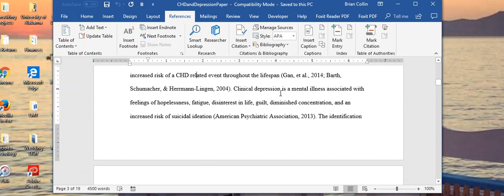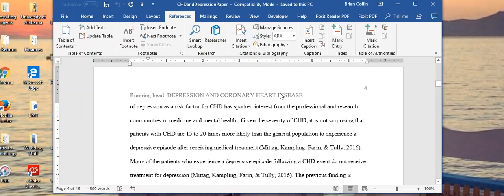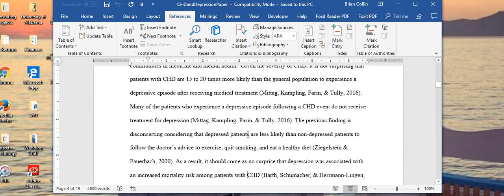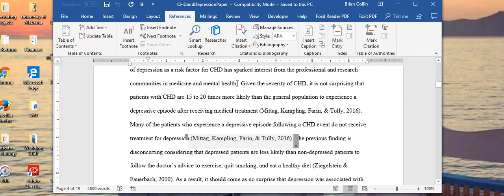Clinical depression is a mental illness associated with feelings of hopelessness, fatigue, disinterest in life, guilt, diminished concentration, and increased risk of suicidal ideation. The identification of depression as a risk factor for coronary heart disease has sparked interest, and so on. Given the severity of coronary heart disease, it's not surprising that patients are 15 to 20 times more likely than the general population to experience a depressive episode. After medical treatment, many of the patients who experience a depressive episode following a coronary heart disease event do not receive treatment for depression. So see how these all connect.